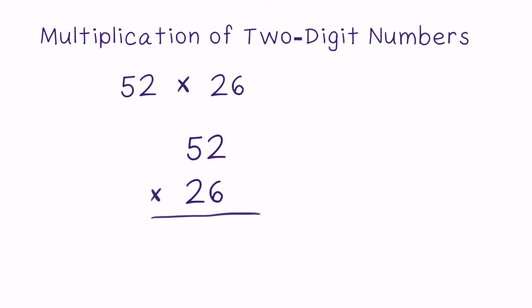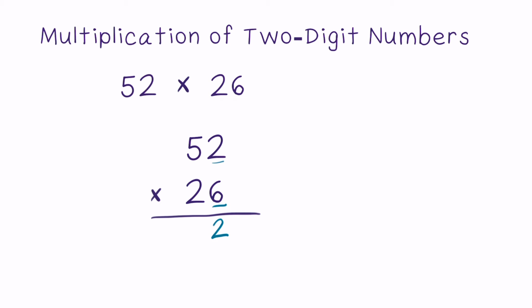As we're multiplying, we should think about the place value of the digits in these numbers and what that represents. Let's get started. We'll start with the number 6, which is in the ones place of the number 26, which means that it represents 6 ones. And we'll go ahead and start by multiplying 6 times 2, which is the number in the ones place of the number 52. 6 times 2, or 6 ones times 2 ones, equals 12.